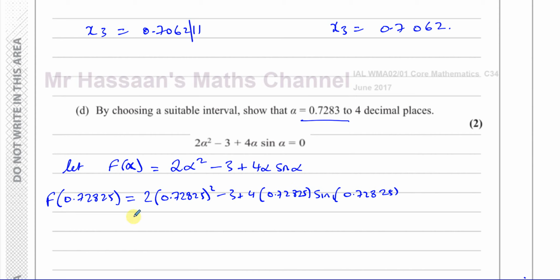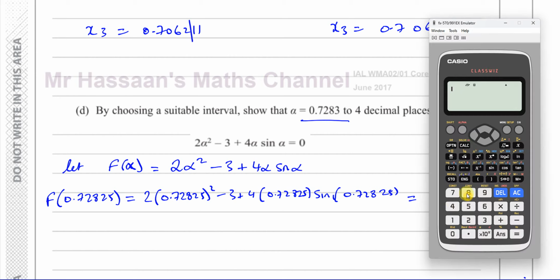Okay, if I put those values in, we'll see what sign we get. Do we get positive or negative? So what I'm going to do in my calculator, I'm going to save this value 0.72825. I'm going to store this as A. I have to keep writing it down. 72825.